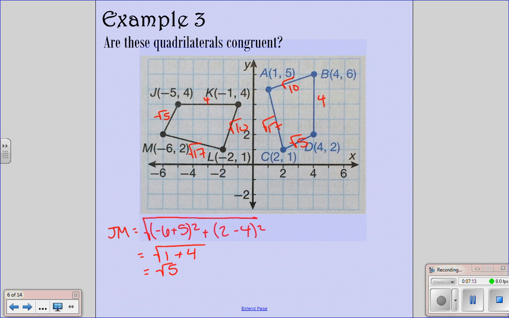Okay, so are the quadrilaterals congruent? Yes, because we start with a 4, and then we go to square root of 5, square root of 17, and a square root of 10. We start with a 4, square root of 5, square root of 17, and square root of 10.